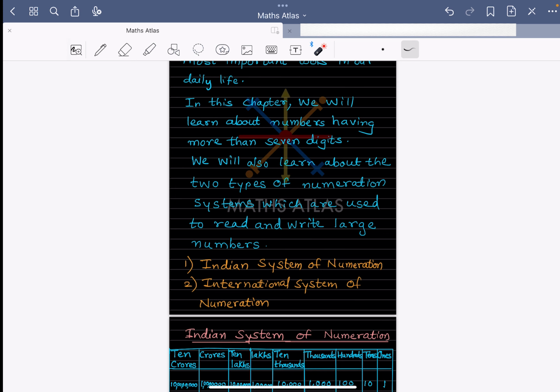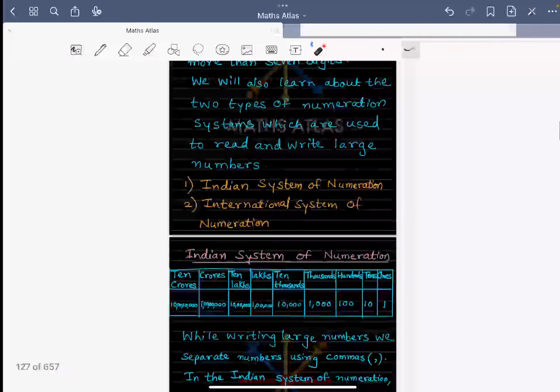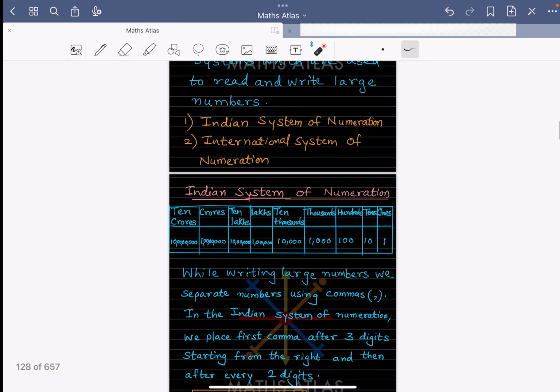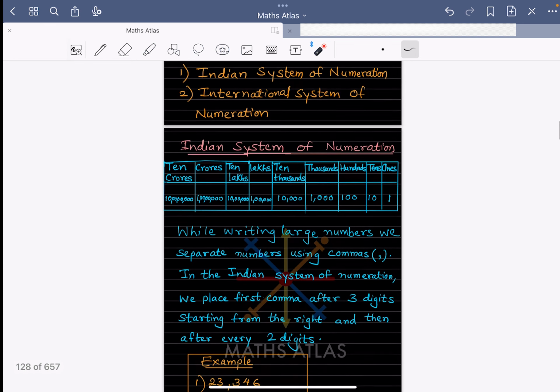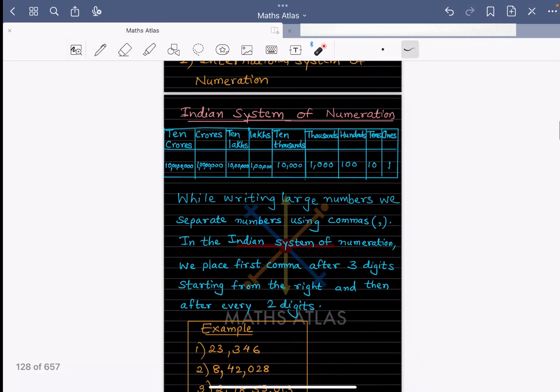In the Indian system of numeration, we will first look at the table. That is the ones place, tens place, hundreds place, thousands place, 10,000s place, lakhs, 10 lakhs, crores, and 10 crores. So how do we write these? When we write large numbers in the Indian system, we separate them using commas. Where to write the commas is important.